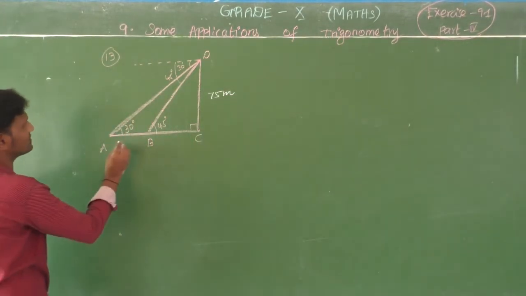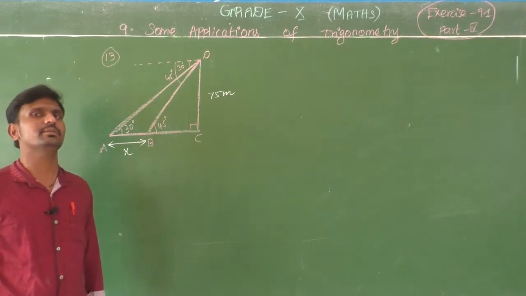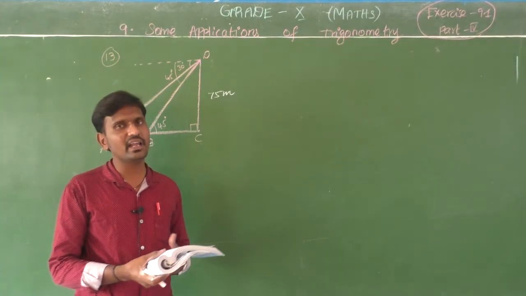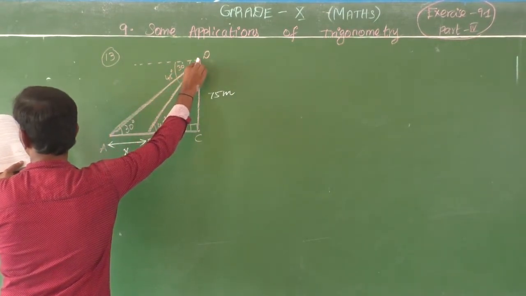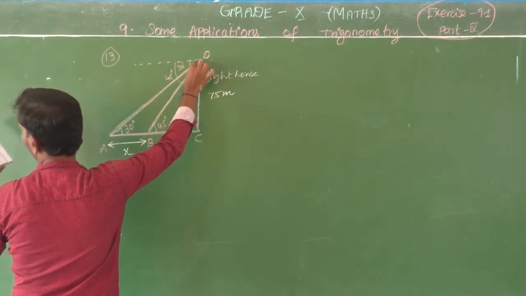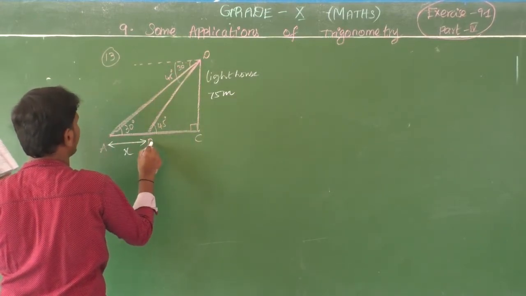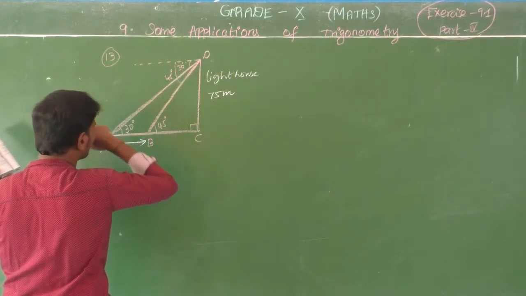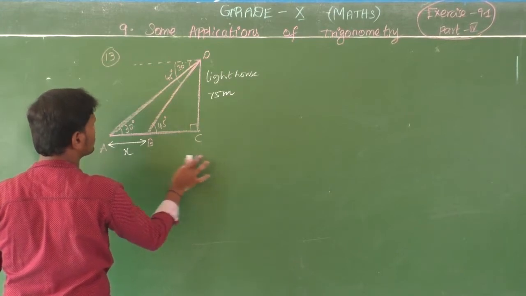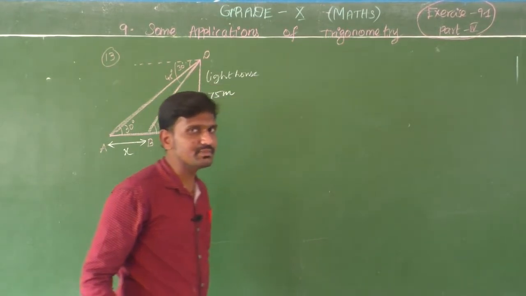Okay, so what are they asking me? The distance between the two ships, I'm going to denote as AB, and the height of the lighthouse is denoted by CD. Okay, yes students, again I'm reading, listen carefully. As observed from the top of the lighthouse, this is your lighthouse, from the sea level, the angle of depression of the two ships, the first ship A and second ship B. The first ship is 30 degree and the second ship is 45 degree. If one ship is exactly behind the other ship, on the same side of the lighthouse, we need to find the distance between the two ships.